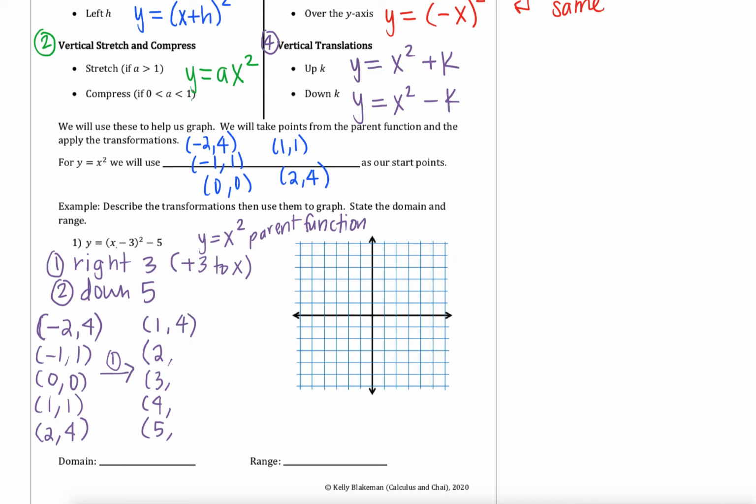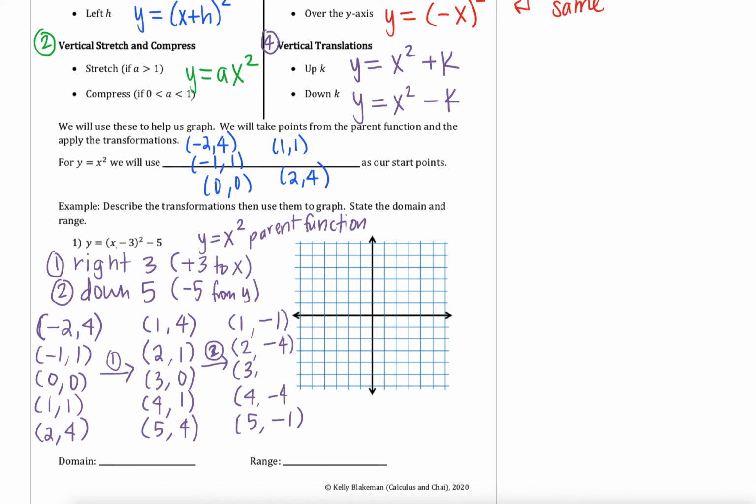Since we were just going to the right, that is not changing the y-coordinate, so I can go ahead and rewrite those points. And then apply our last transformation here. Our x-coordinates are not going to change. Since our last transformation is a vertical shift, that will only change the y-coordinates. And since we're going down 5, we're subtracting 5 from those y-coordinates. So with our 4s, when we subtract 5, we're at -1, and that will be true for both the first and the last point. When we're at 1 and we subtract 5, we're at -4. And when we're starting at 0 and we subtract 5, we're at -5.